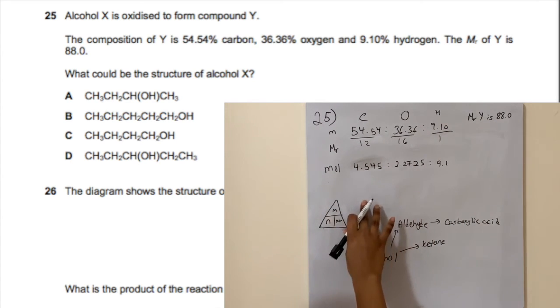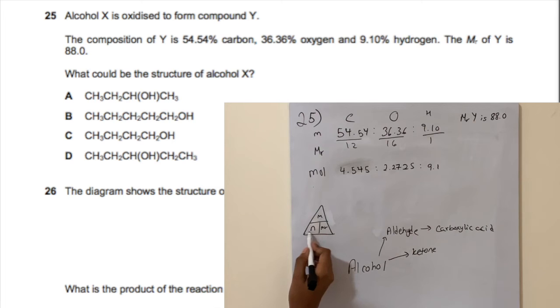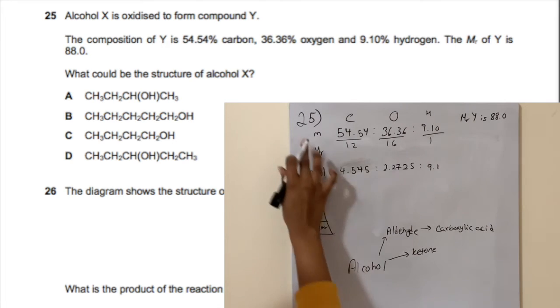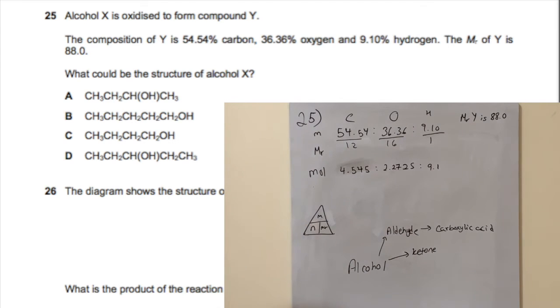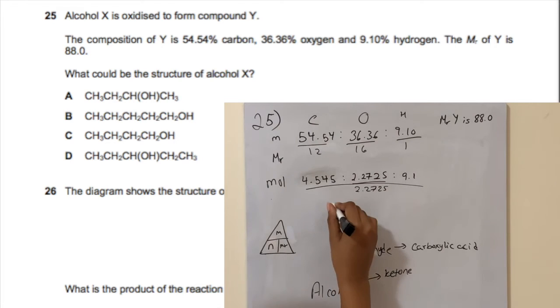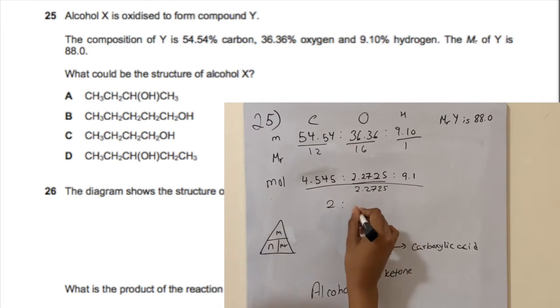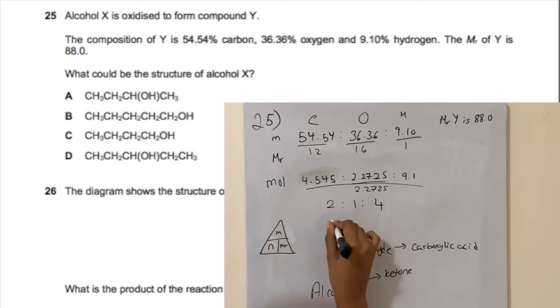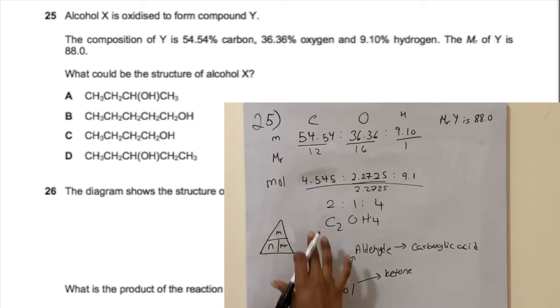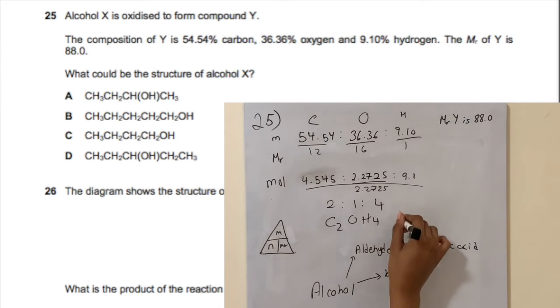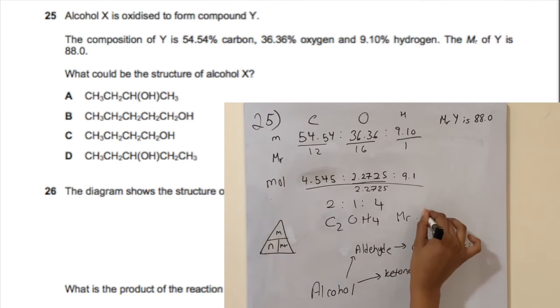And you notice, like I've mentioned before, that the number of moles is mass over molar mass. And we end up with this. Now we don't want all these decimals, we want whole numbers. So we're going to divide by the smallest, which is 2.2725, the whole thing, right? So then we'll end up with 2, 1, and 4. So it's carbon 2, oxygen 1, and hydrogen 4. Now if we add this all up, its Mr is 44.